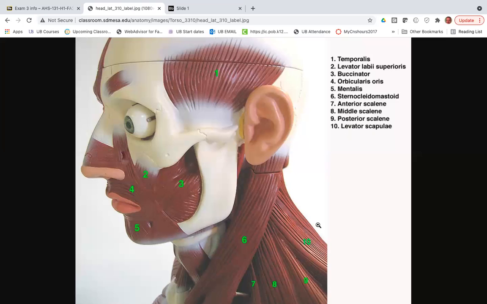So the trapezius is cut. Here is the levator scapula. Posterior scalene, middle scalene, anterior scalene, sternocleidomastoid in the front. Now, these scalenes are really important, clinically speaking, because there's a large group of nerves that are going to pierce between them, and it's called the brachial plexus. The brachial plexus is a group of nerves that comes out of the neck, goes down the shoulder, and all the way down the arm.